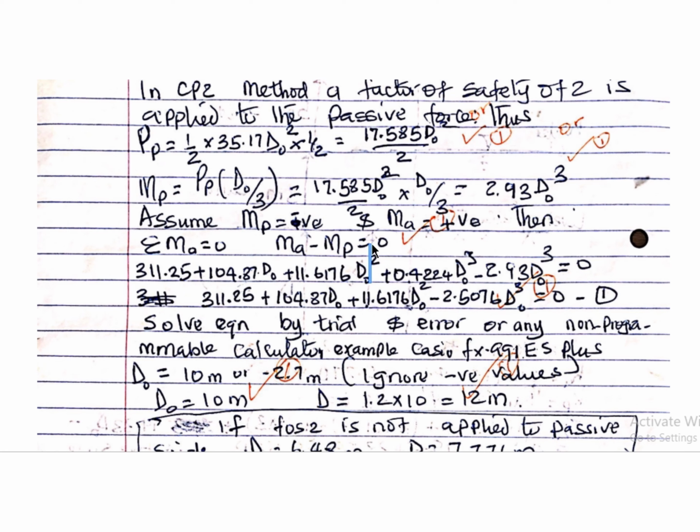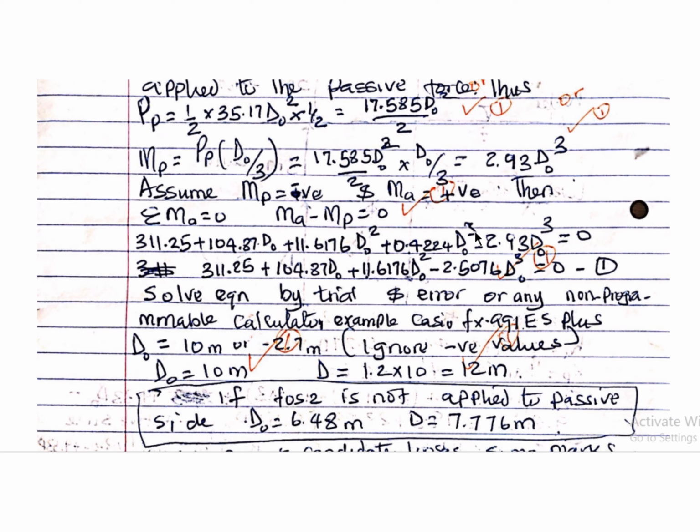And then we know that if you sum the two, because those are the only moments there, they should be 0. Therefore, if you say that MA is positive and MP is negative, the moment on the active side is positive and the moment on the passive side is negative. So depends on you. You can reverse them as long as your sign convention is consistent. You should be fine. Then you can add and get expression 1 shown there.